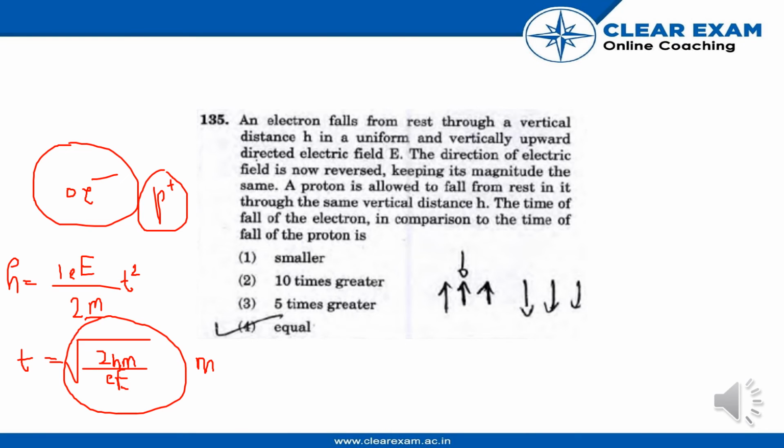So from this we can say that t is directly proportional to the square root of m, as e and E are the same for the electron and proton. Since electrons have smaller mass, the electron will take less time than the proton. The proton's mass is bigger than the electron's, so obviously the answer is for the electron. So in comparison to the time of fall of the proton, the electron will take less time, that is, smaller, not equal. It will take smaller time than the proton.